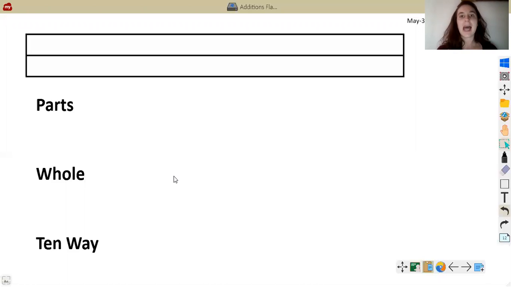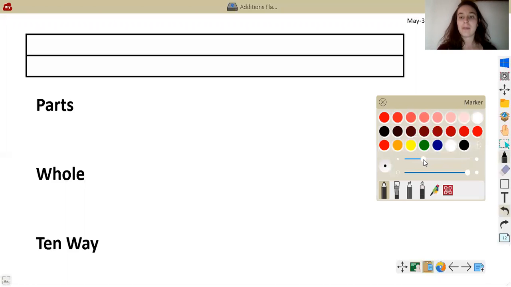All right, scholars, let's go ahead and on your scratch piece of paper, in your first row, I want you to draw 10 circles. And then in your second row, I want you to draw 7 circles. So let's go ahead and do that together since this is something new that we're doing. I'm going to make sure my marker is nice and big.